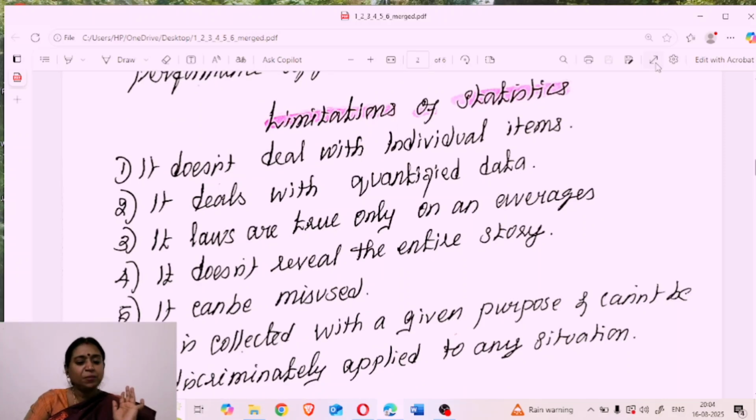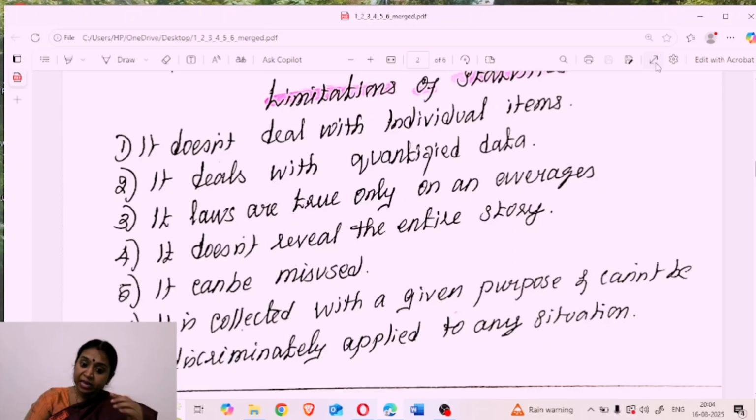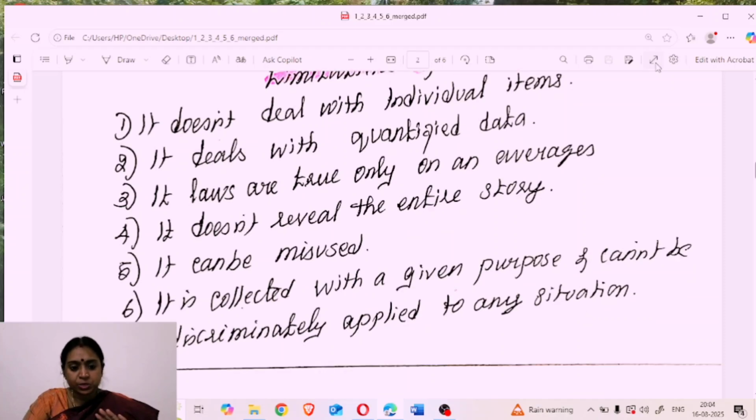Sometimes it can be misused. The data are misused. It is collected with a given purpose. For an earlier project, two years before, if you take any project, the data were collected for some other purpose. If you use it today, the answer might be different. So it is collected with a given purpose. It cannot be indiscriminately applied to any situation. These are the basic limitations of statistics.